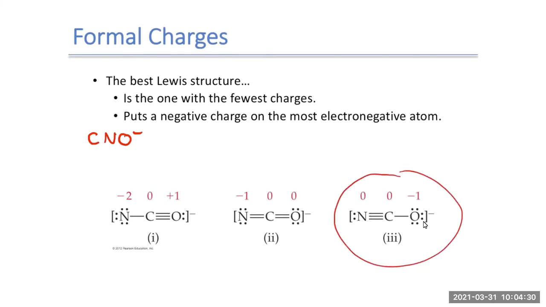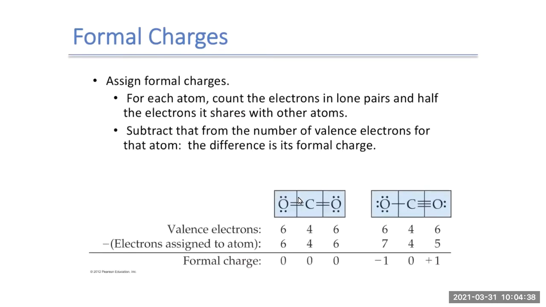Now, I'm sure you're asking yourself, how do I come up with the numbers on top? What are those numbers on top? Those are the formal charges. And there's a formula for coming up with our formal charges. To assign a formal charge, we're going to look at each atom, count the number of lone pairs, and half of the electrons it shares. So you can think we have our valence electrons. And if I look at the electrons assigned to oxygen, I have 1, 2, 3, 4, 5, 6. So since there's 6 electrons assigned, it gets a formal charge of 0.